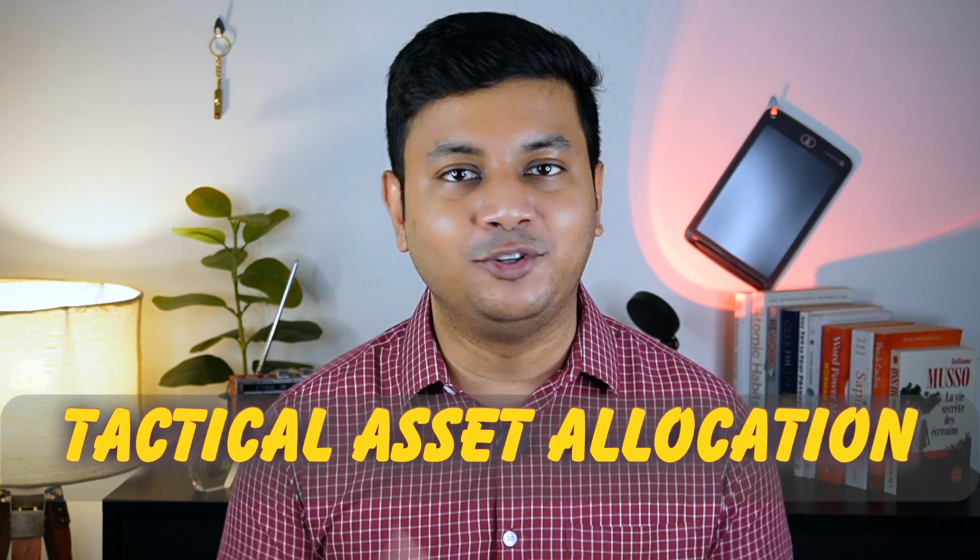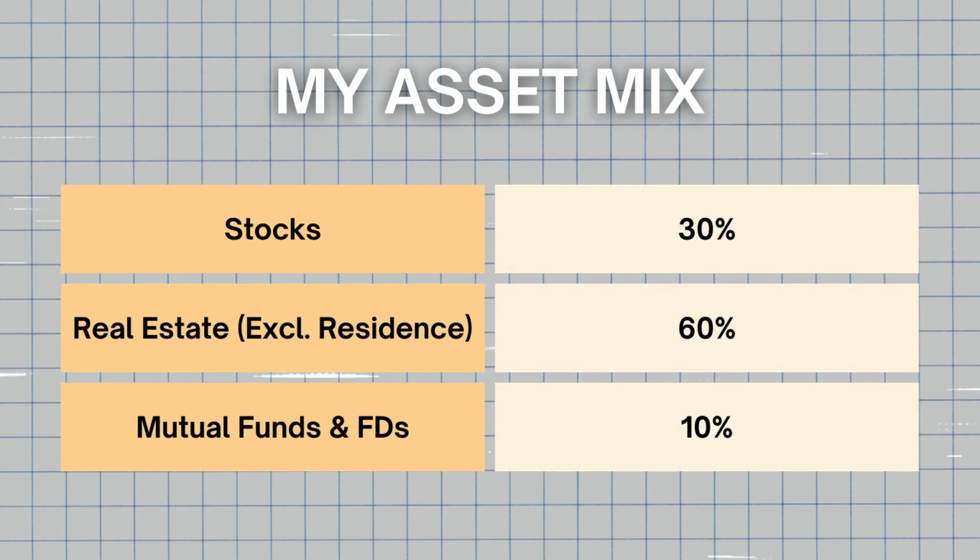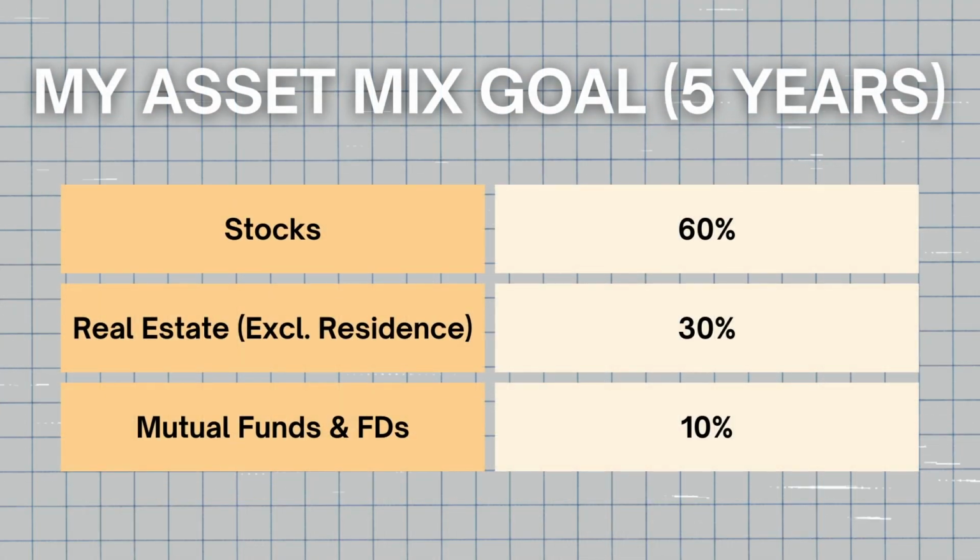I personally use the tactical asset allocation strategy to diversify my investments in individual stocks, real estate, and mutual funds. My asset mix currently looks like this: stocks 30%, real estate excluding residence 60%, and mutual funds and fixed deposits 10%. However, my next 5-year goal is to take the structure of this asset mix to stocks 60%, real estate excluding residence to 30%, and mutual funds and fixed deposits 10%.